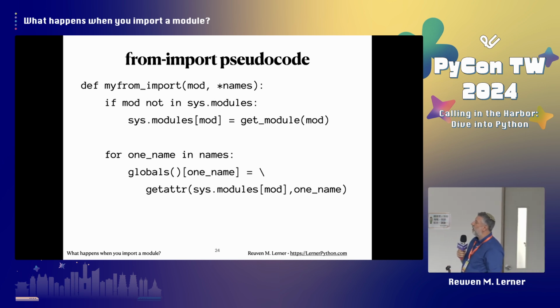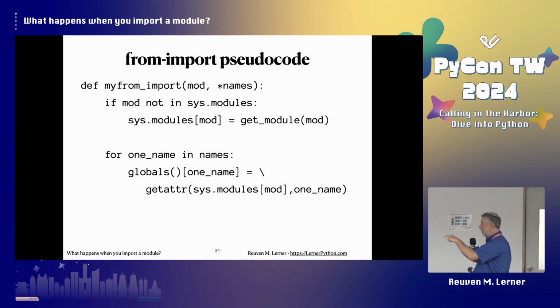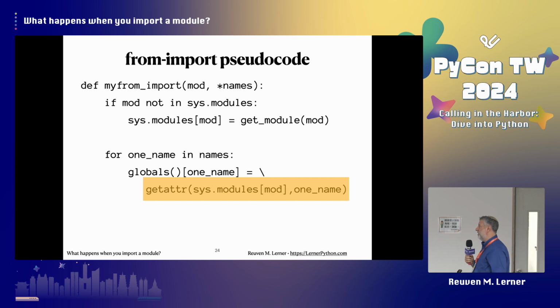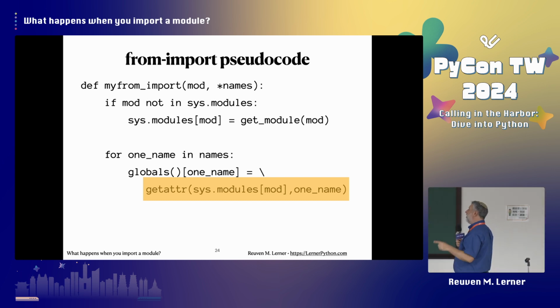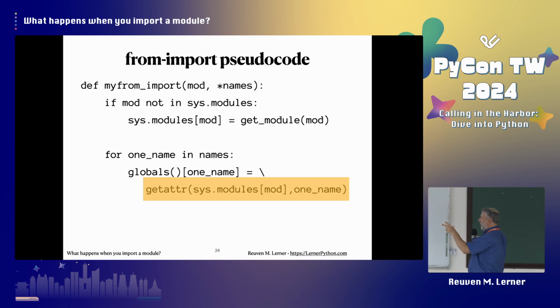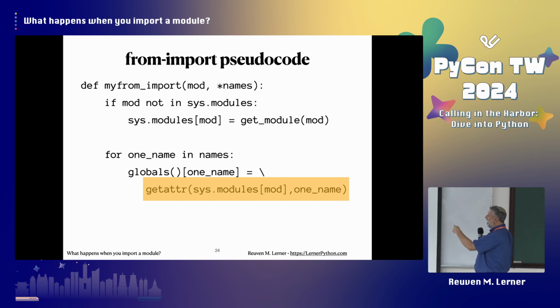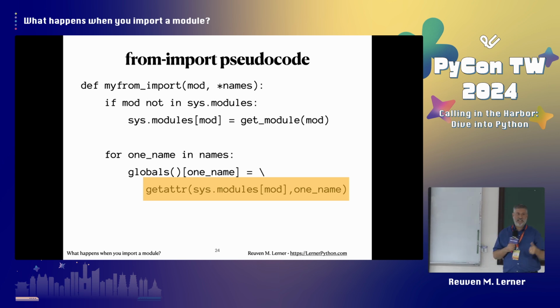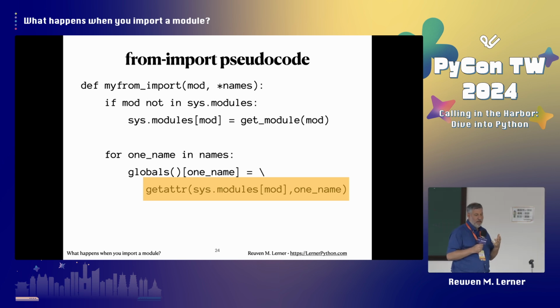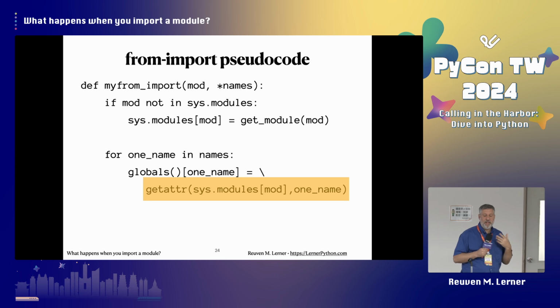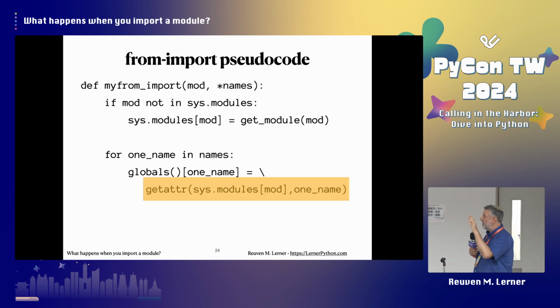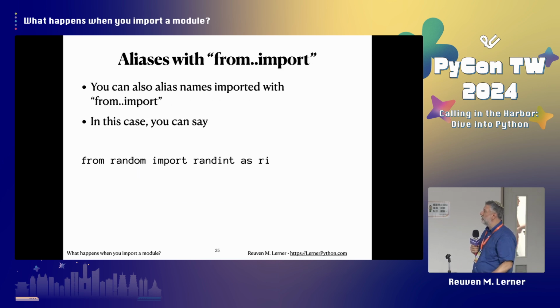I'm going to say for one_name in names, globals()[one_name], meaning I'm going to assign into the global variable, what? I'm going to do this horrific thing. I'm going to go into sys.modules[mod], go into our module object, grab the attribute for that name, get the value, and assign it. And getattr is a built-in function that retrieves attributes. We name the object, we name the attribute, we get it back, and we assign it. And of course, we can do it all together.